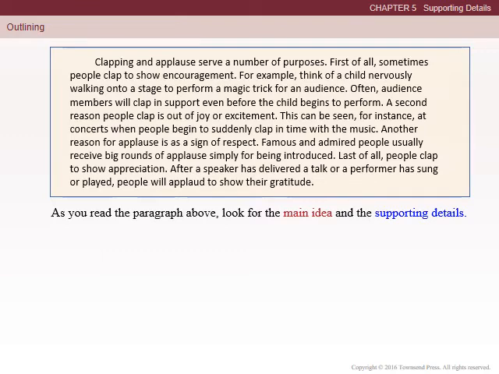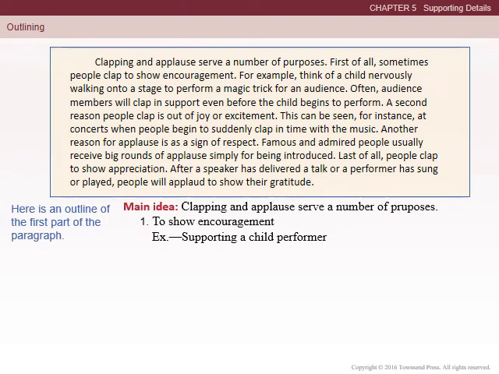We called it clustering in ESL 21. But basically what we do with outlining is we take the main idea and the supporting details and we list them in a way where it makes them easy to understand. The main idea in this one is going to be clapping serves a number of purposes. So when we're making an outline of it, we're going to use numbers for the major supporting details, and then under the major supporting details we're going to be giving the minor supporting details. In this one, the minor supporting details are all examples.